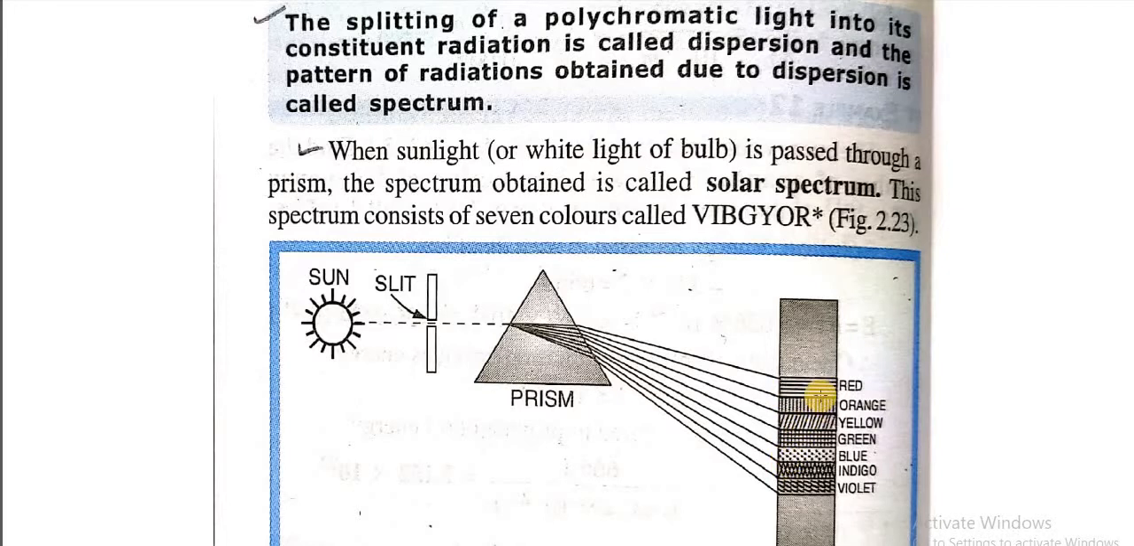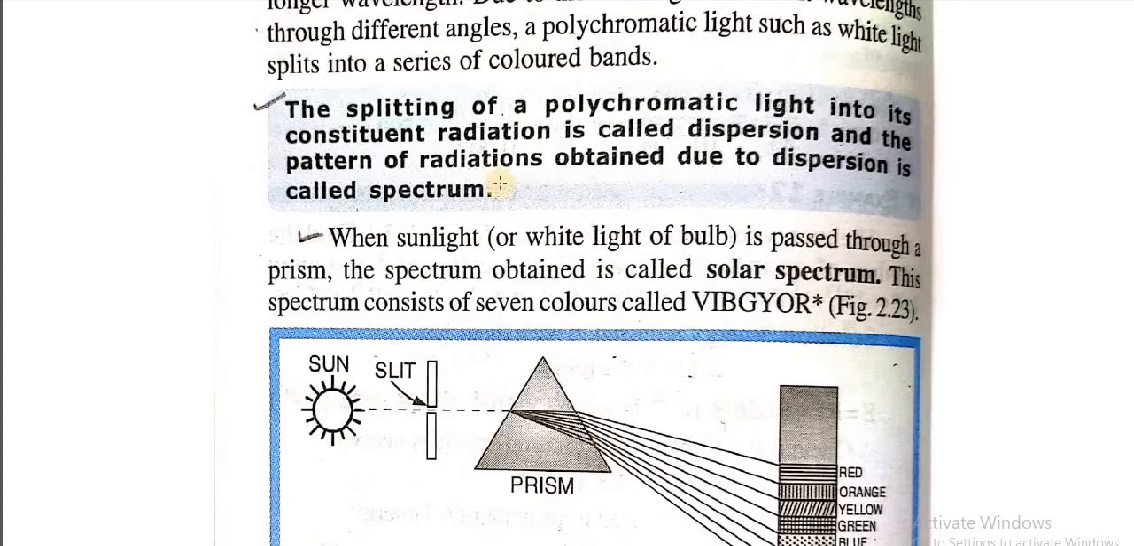It consists of the 7 colors of sunlight: violet, indigo, blue, green, yellow, orange, red. Now this series of 7 colored bands is known as a spectrum. So the definition tells us the splitting of polychromatic light into its constituent radiations is called dispersion, and the pattern of radiations obtained due to dispersion is called spectrum.